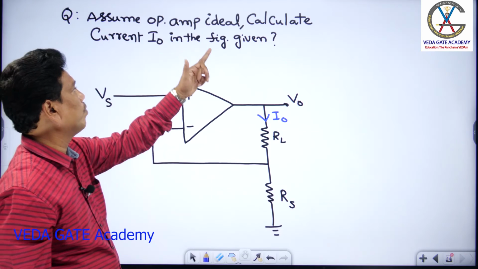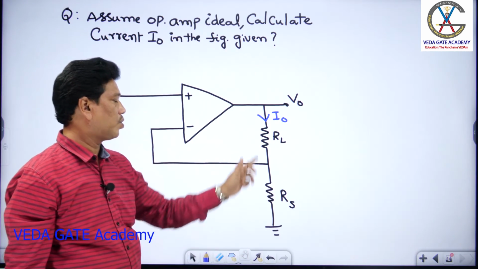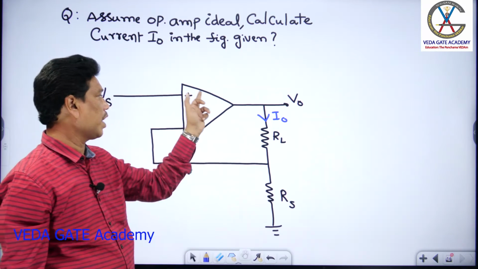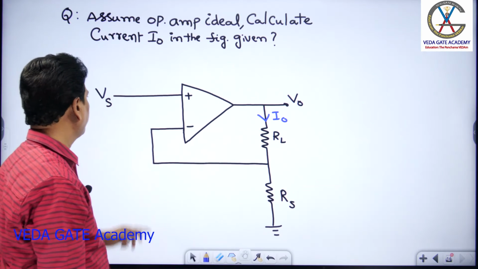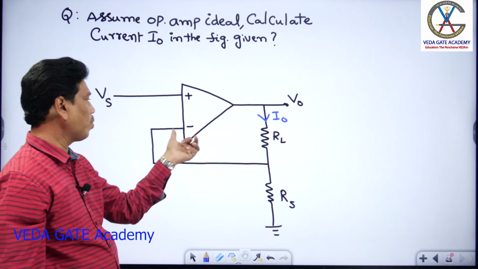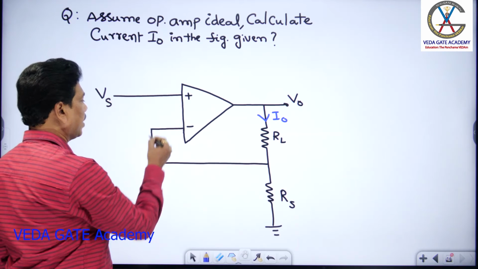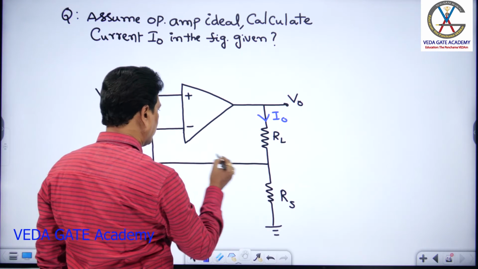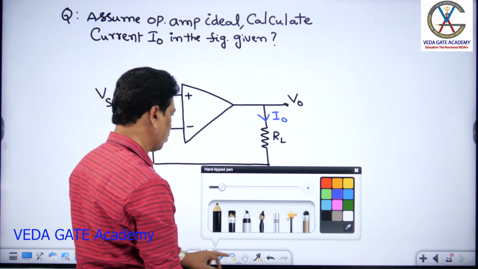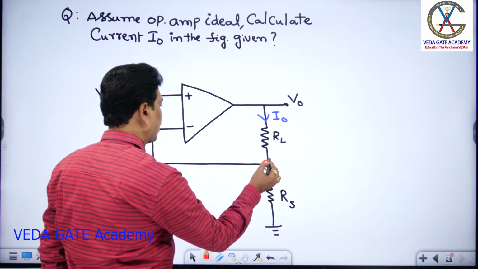Assume the op-amp is ideal, calculate the current I0 in the figure given. In this circuit, he is asking for the current I0, assuming the op-amp is ideal. This is an op-amp circuit with a closed loop, taking feedback from output to inverting input. Using virtual ground, the other node is also at the same voltage Vs.